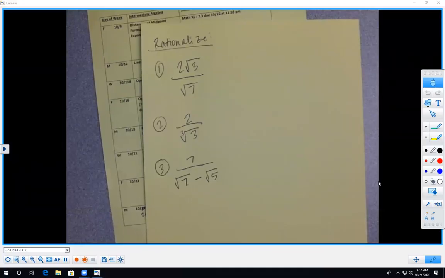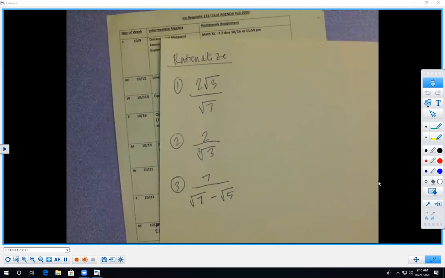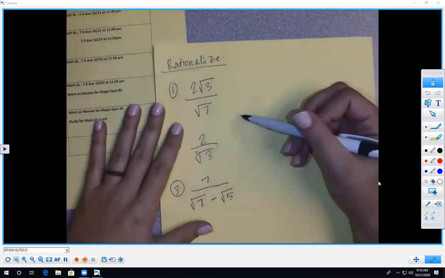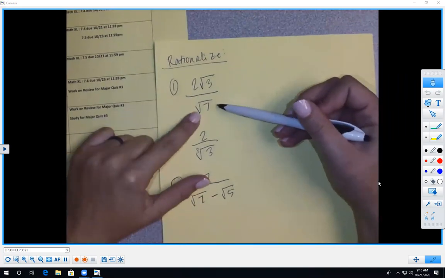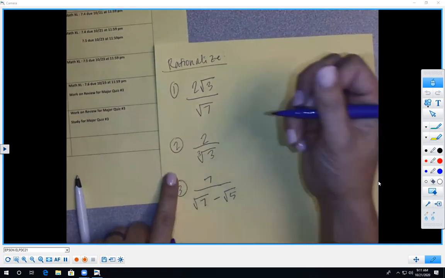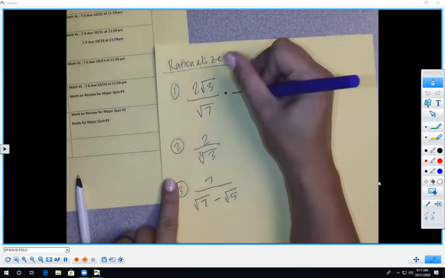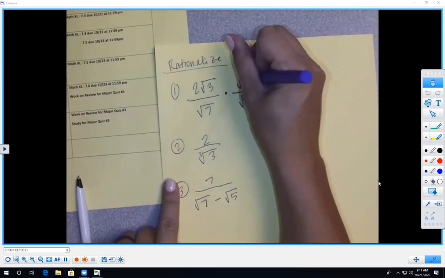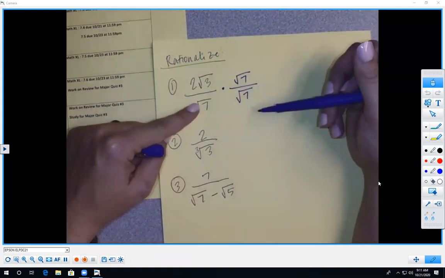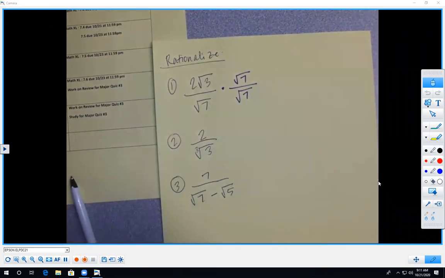Okay, so let's review these problems. This is what we did last time, rationalizing the denominator. On the first one, our problem is that we have the square root of 7 on bottom. We're not allowed to have the square root of 7 on bottom. So what do we need to multiply by? Square root of 7 on bottom and on top. Some people get confused and start doing like the square root of 3 on top and 7 on bottom. It has to be the same number on bottom and on top.